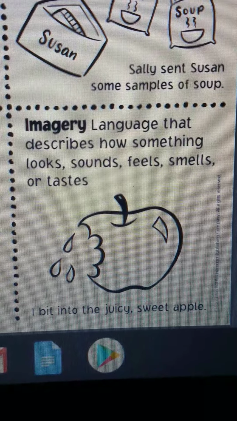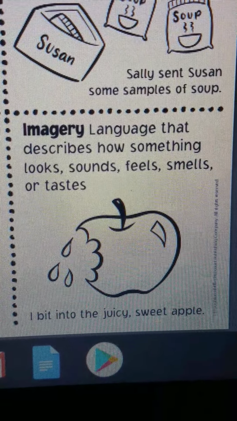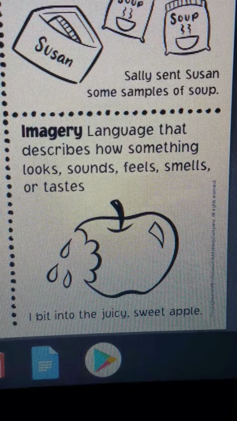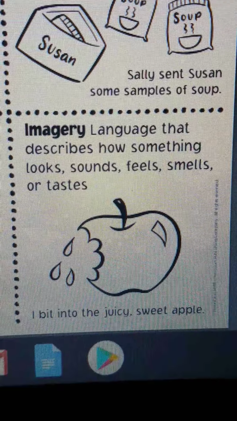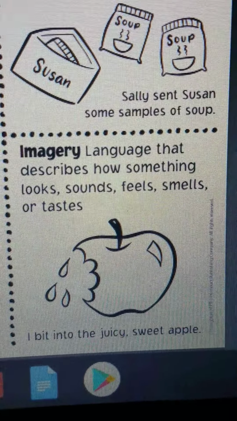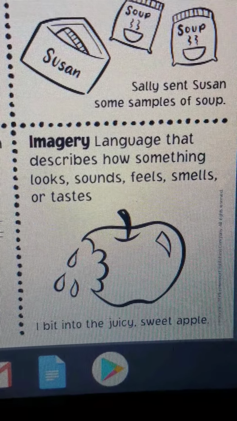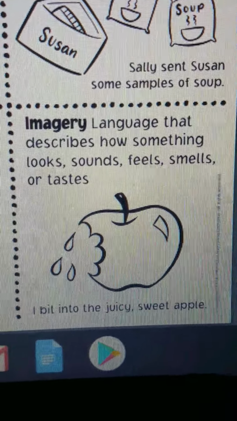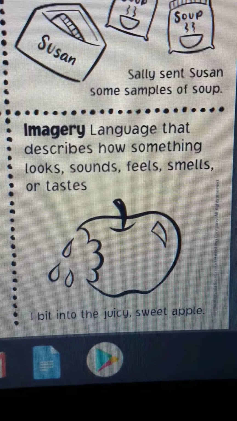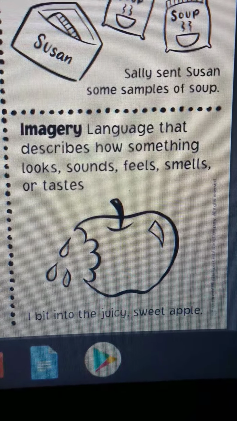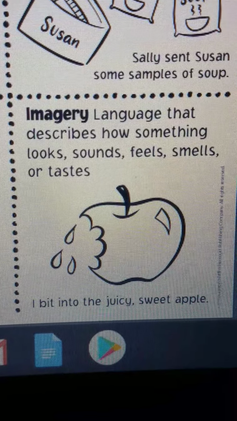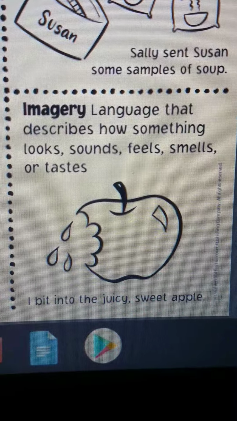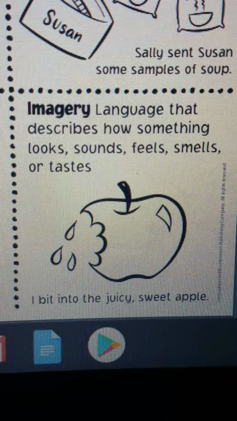Imagery is just kind of fancy for describing how something looks, sounds, feels, smells, or tastes. Think of your 5 senses, guys. And we've done this activity a lot in our own writing when we try to beef up our sentences. So I've had you guys write sentences before, and then remember we've taken a little wimpy sentence and we've turned it into a nice, meaty, strong sentence by adding some details. So instead of saying I bit into the apple, we can say I bit into the juicy, sweet apple. We could also say I bit into this juicy, sweet red apple.